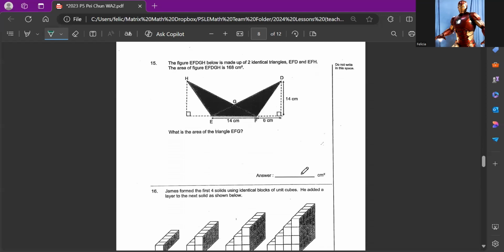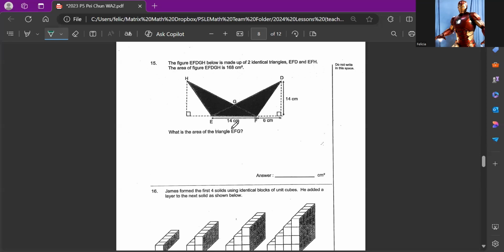Okay, question 15. So the figure EFDGH is made up of two identical triangles, EFD and EFH. So they are overlapping. Okay, those two triangles are overlapping. And the area of figure EFDGH is 168. So everything in the shaded part here you see is 168 cm2. That's the area. And they ask, what is the area of triangle EFG? So we want this small overlapping triangle part. Okay, so how do we start off from here?